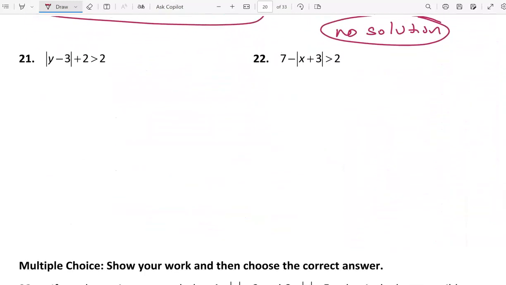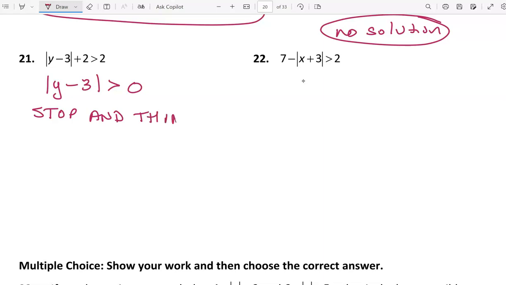In number 21, we need to isolate the absolute value first. That means that we are going to subtract 2. And now we have the absolute value of y minus 3 is greater than 0. That's comparing to 0. So we're going to stop and think. And we need to consider if a distance or a positive number can be greater than 0. That's true. A positive number will always be greater than 0.